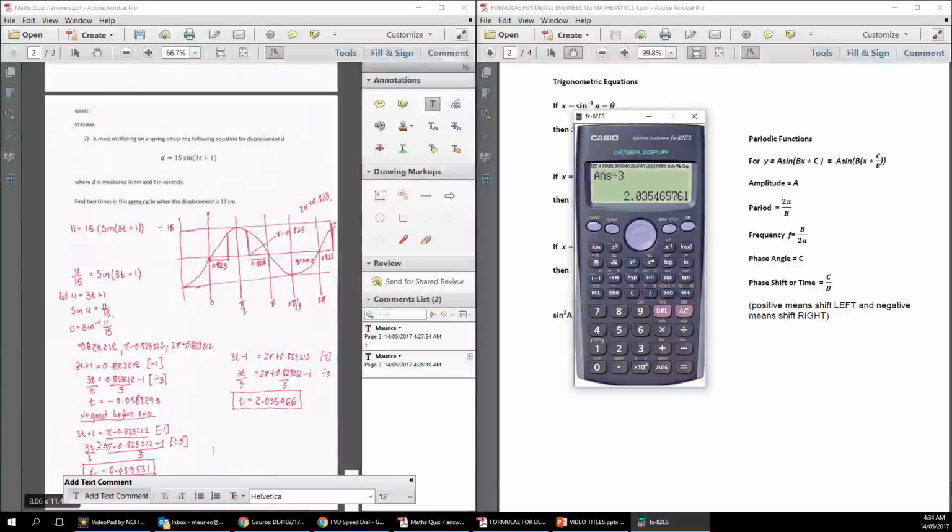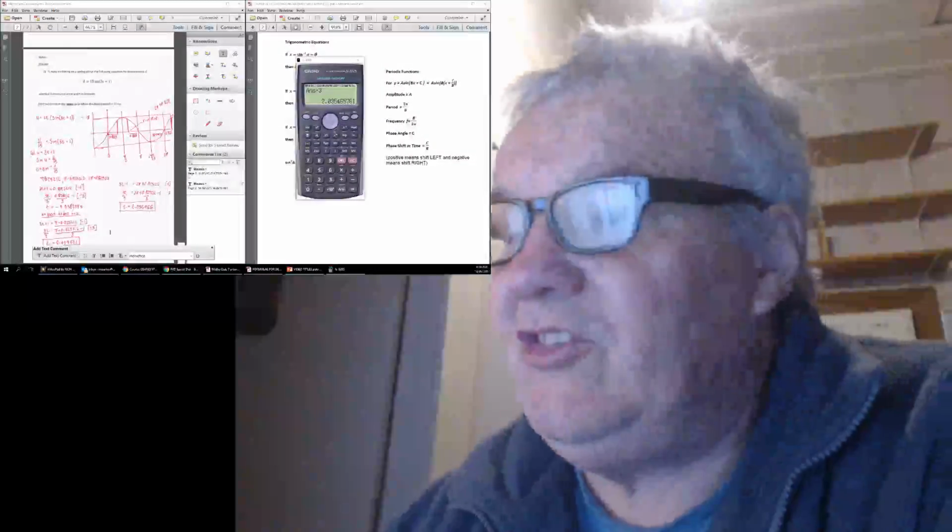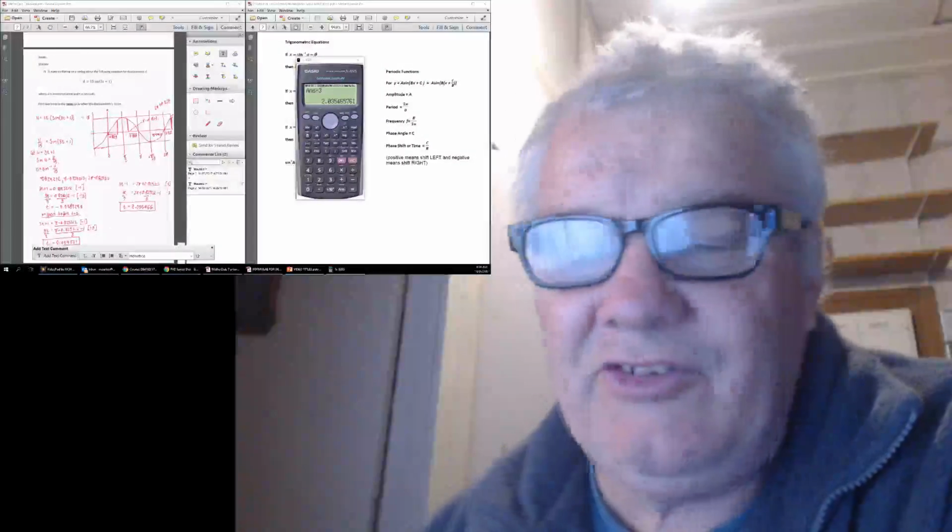And then we can check out the second option, which is 3t plus 1 equals pi minus that. We rearrange that equation and we get t equals 0.439, around in that sort of order. And then we check out our second option like so. So yeah, that's pretty much it. We've gone through the test there and come up with the answers.